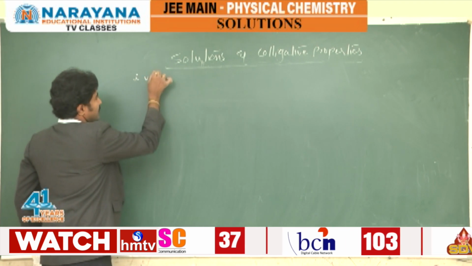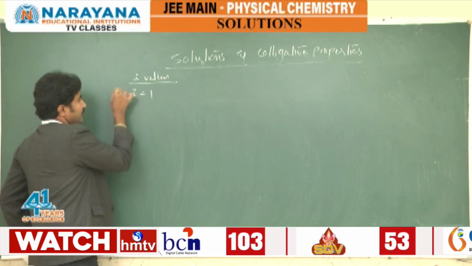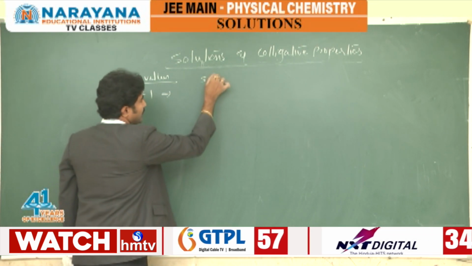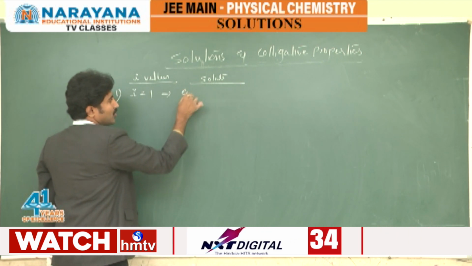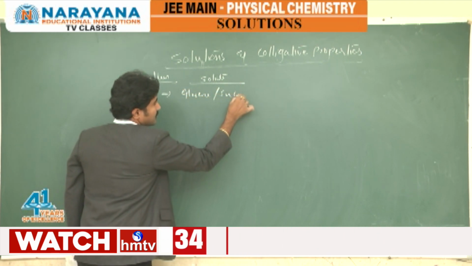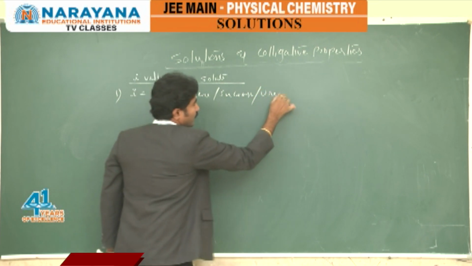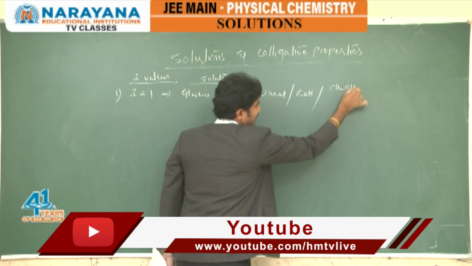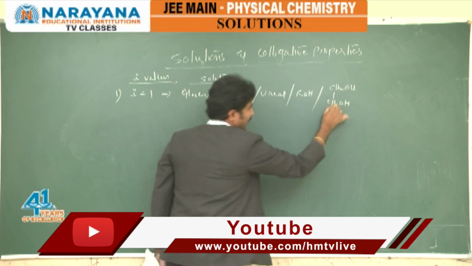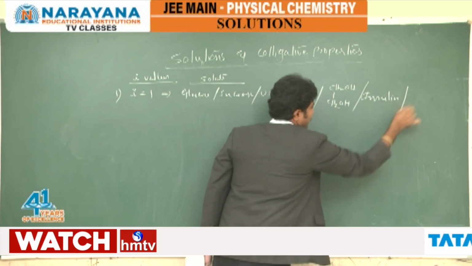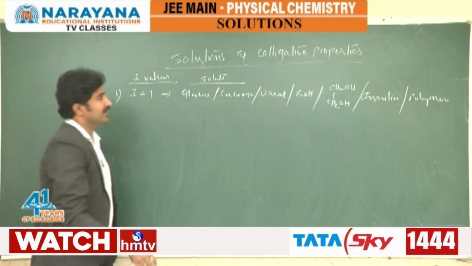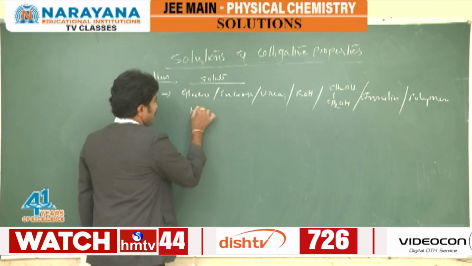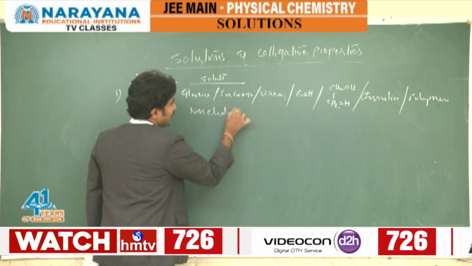See these i values. i is equal to 1. We will take i is equal to 1 if the solute is maybe glucose, sucrose, urea, alcohols, ethylene glycol, insulin, polymer, and so on. In this case, we can take i is equal to 1. If the solute is glucose, it is nothing but simply a non-electrolyte.